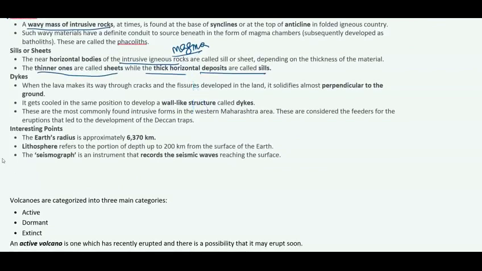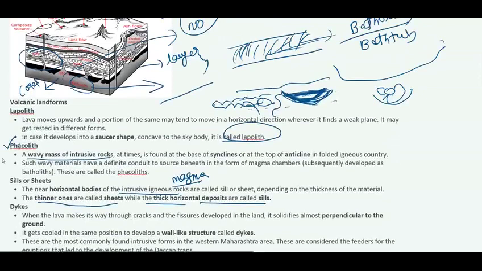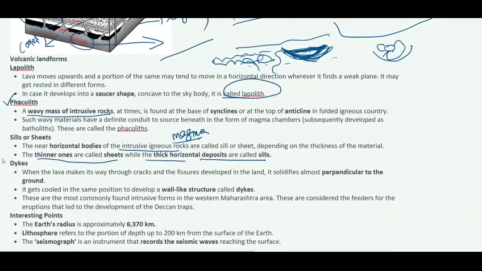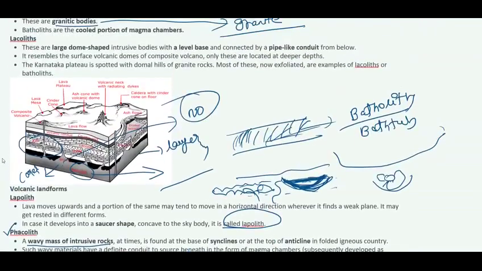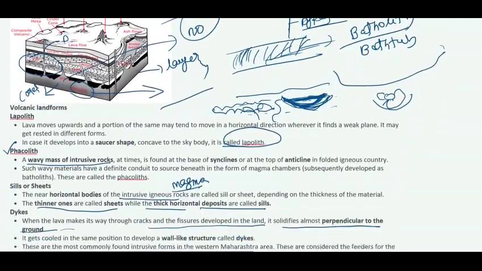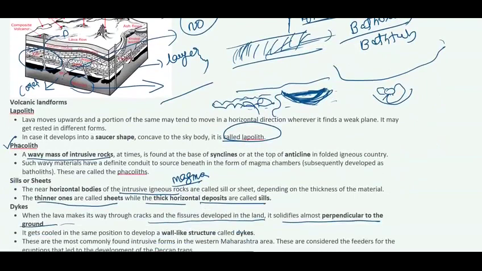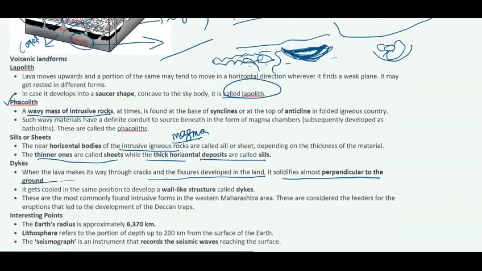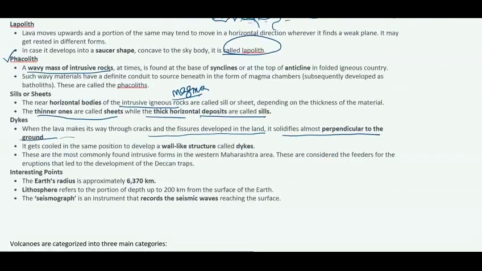Okay. Now dikes. Dikes are just like spikes, you know. When the lava makes its way through the cracks and fissures developed in the land, it solidifies almost perpendicular to the ground. I'll show you how it looks. So these are called dikes. These dikes are just like this, perpendicular to the surface. See here. So it gets cooled in the same position to develop a wall-like structure called dikes.